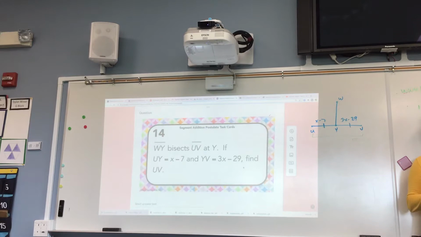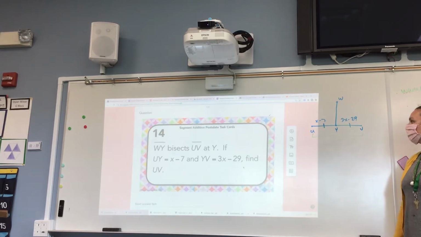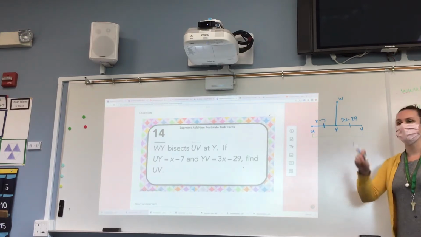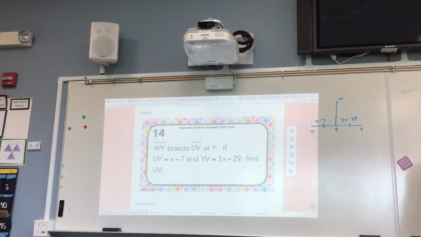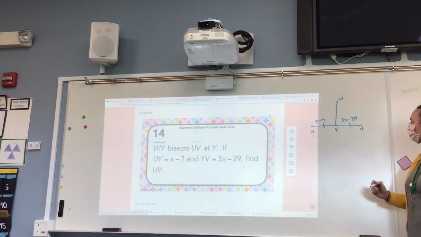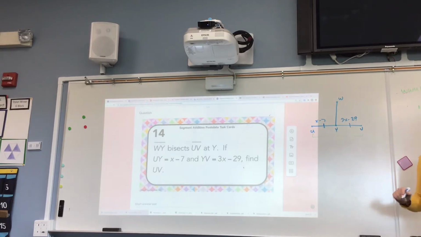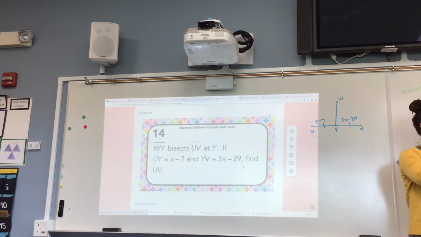Who's got the setup? Anybody here got the setup for 14? Avery, what do you got? What is UV? No, I want to know the setup. How I set it up? Set it up algebraically. Gavin, help me here. X equals negative 11. Okay, this is just the setup. You're jumping ahead. Just the setup.